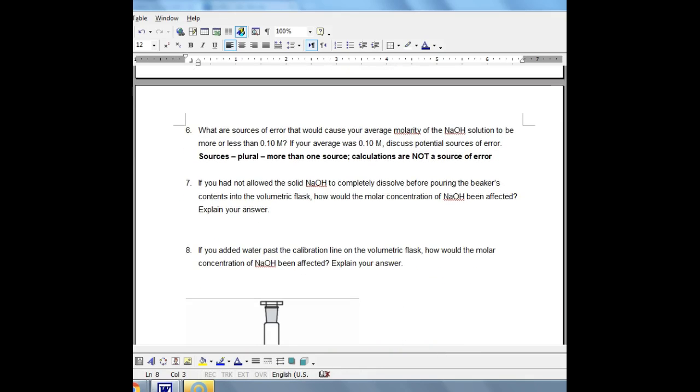It either didn't affect it at all, it affected it by lowering it, or it affected it by raising it, and you should be able to tell me why based on the fact that we're saying that not all of it dissolved. So another way to think about this is if you are making Kool-Aid and you want to pour it into a new pitcher and you don't dissolve all of the Kool-Aid in the pitcher that you started with, how will that affect the Kool-Aid when it is poured into the new pitcher?